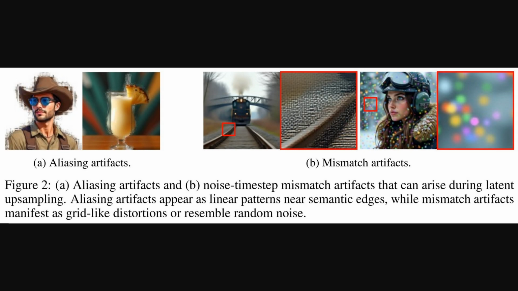Well, this next figure shows the exact problems that Region-Adaptive Latent Upsampling is designed to fix. These issues pop up during something called latent upsampling. That's when the model tries to increase the resolution of its internal, compressed idea of the image. On the left, you see aliasing artifacts, these jagged linear patterns around the cowboy's hat and the glass. On the right are mismatch artifacts, which look like weird grid patterns or just random noise, like on those train tracks. These are the specific errors the new method avoids.